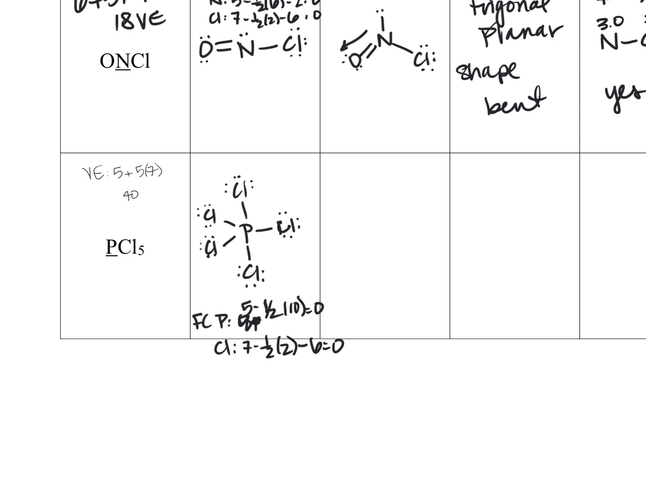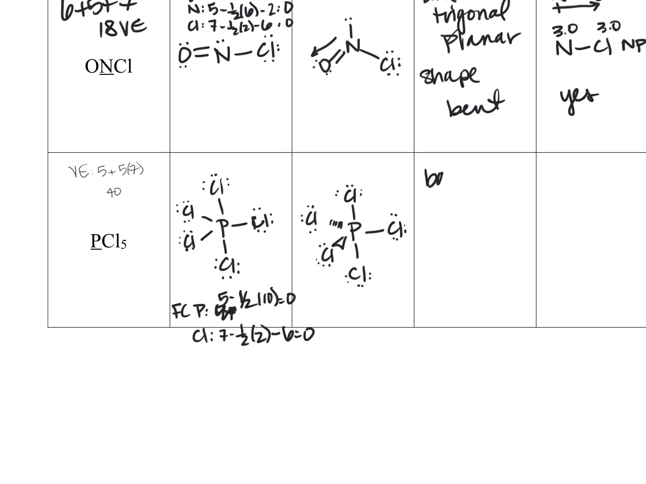So this is a steric number of 5, which makes it a trigonal bipyramidal base. So we're going to go ahead and add in our chlorines, and then every last lone pair electron goes here. So in this case, the base is trigonal bipyramid, and the shape is trigonal bipyramidal.